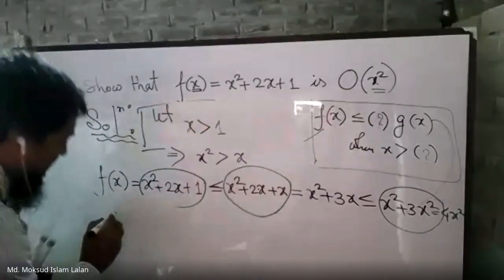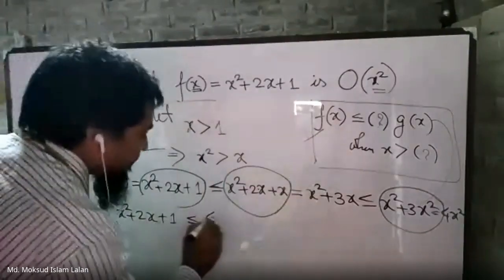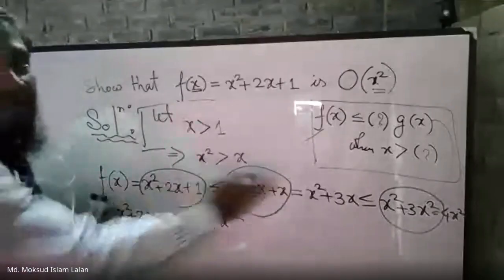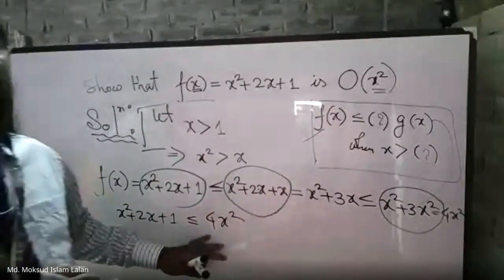Originally it was x square plus twice x plus 1 less than 4x square. Lastly, you can just write down this line. Is it clear? Yes, sir. Clear, sir.